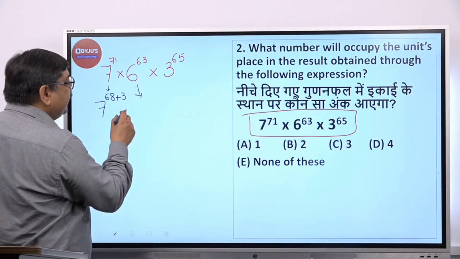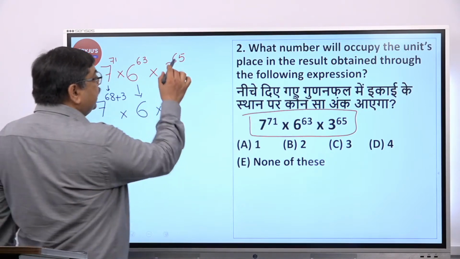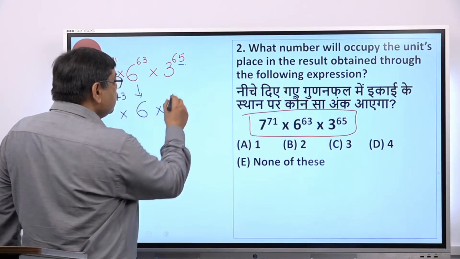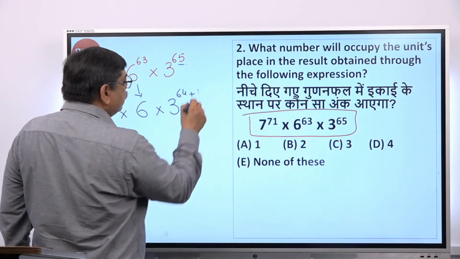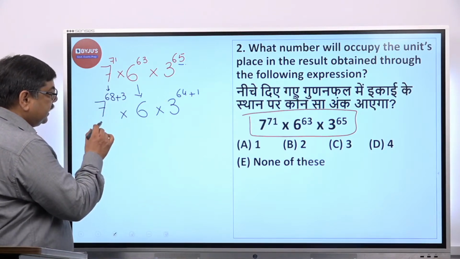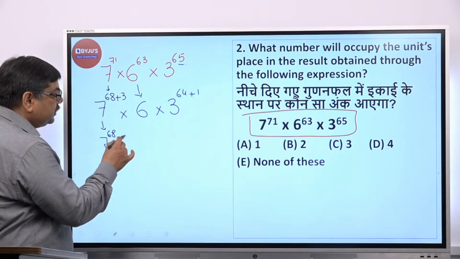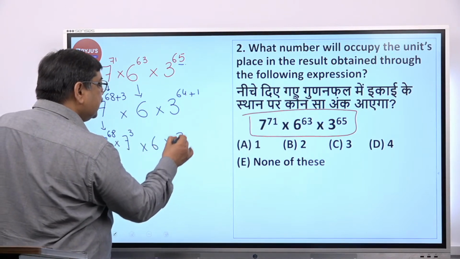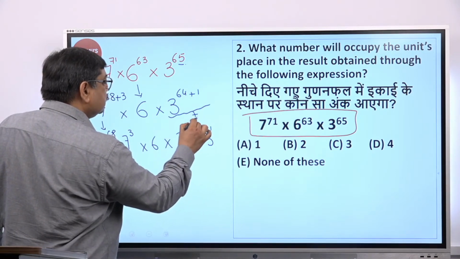This 6 to the power of anything will give you 6 in the units place, into 3 raised to 65. Again, 3 has a cyclicity of 4, so the nearest multiple of 4 is 64 plus 1, that is 65. So this is 7 raised to 68 into 7 raised to 3 into 6 into 3 raised to 64 into 3 raised to 1. This is what I got from this expression.